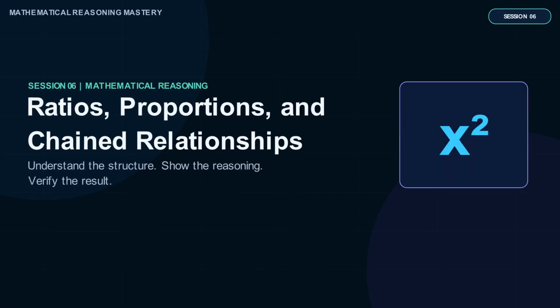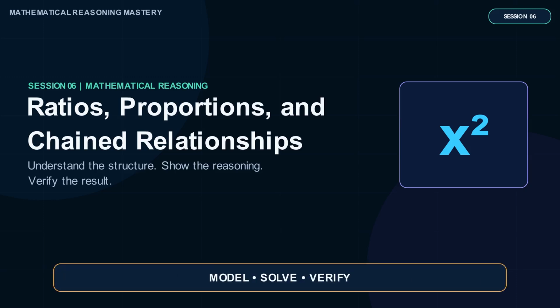Welcome to Session 6, Ratios, Proportions, and Chained Relationships. This lesson develops mathematical reasoning that stays reliable when a problem looks unfamiliar. You will learn to combine chained ratios, to distinguish direct and inverse relationships, and to preserve labels and units. These are connected habits, not isolated tricks.